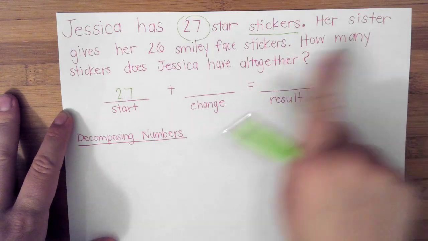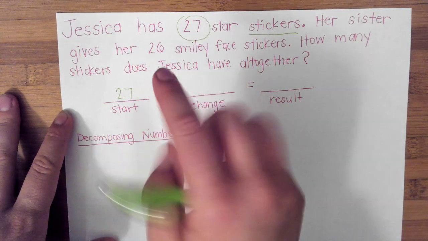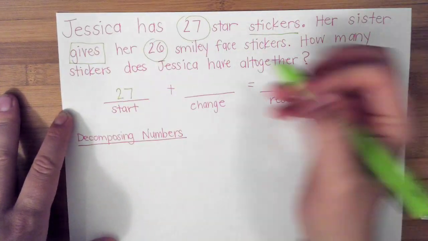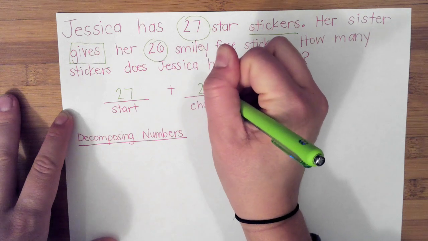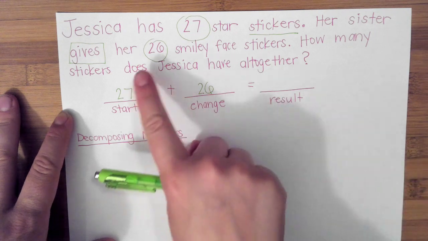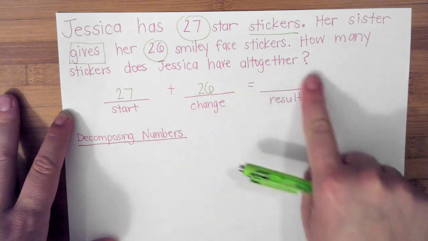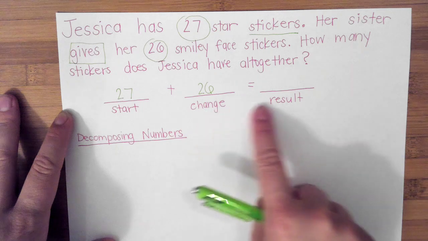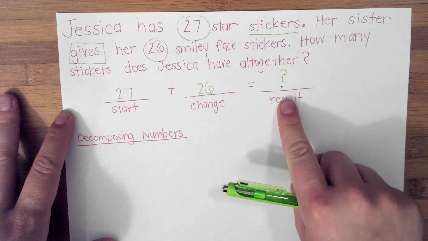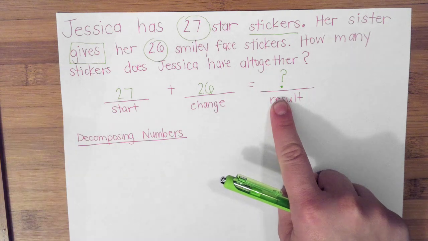Well, then it says, her sister gives her 26 smiley face stickers. Well, I know my change is that I've been given 26 stickers. So I know that I'm going to add 26 to my 27. Well, I don't know what my result is yet because I have those two pieces, and this is how many stickers does Jessica have all together. So I need to figure out that result. So remember, when you're setting up your problem, don't forget to put a symbol. I'm going to put a question mark that represents that you don't know that spot. So I don't know what the result is because of that question mark.